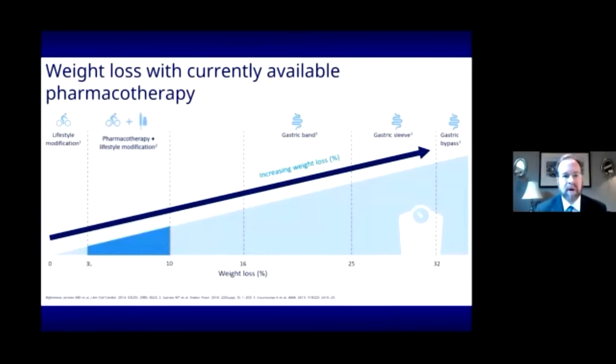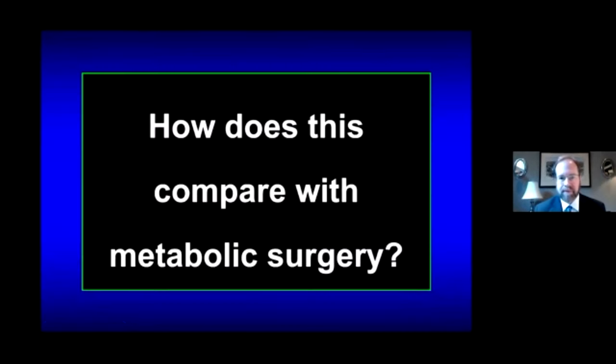So for a long time, we've had agents that are not very invasive, like lifestyle and meds, but they're not very effective. Or we've had other things that are very effective, like metabolic surgery, but very invasive. And then there's just been this gap in the middle. This is the first time, with semaglutide at higher dose, we've got a drug that really fits right about in the middle, halfway between the weight loss of the other agents and surgery.